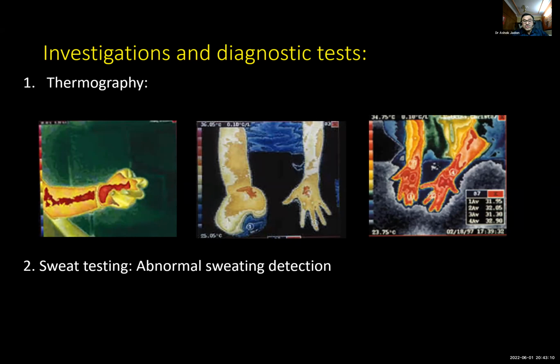The sweat testing, like pseudomotor changes, as we know, the pseudomotor changes can bring about abnormal sweating, which other sympathetic disorders can also cause. So it is not diagnostic.